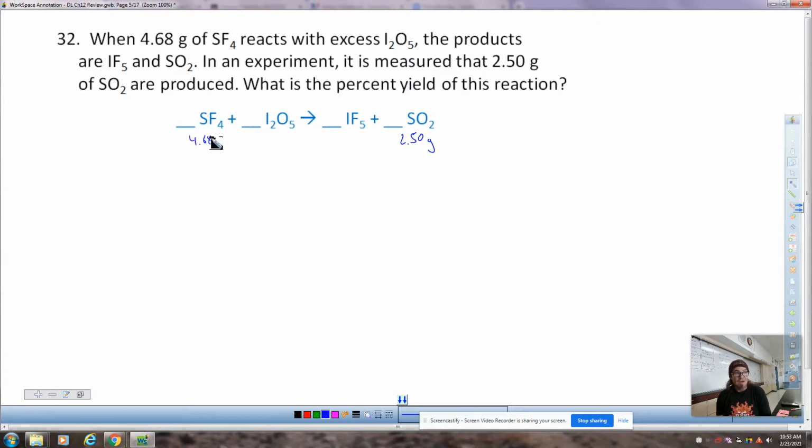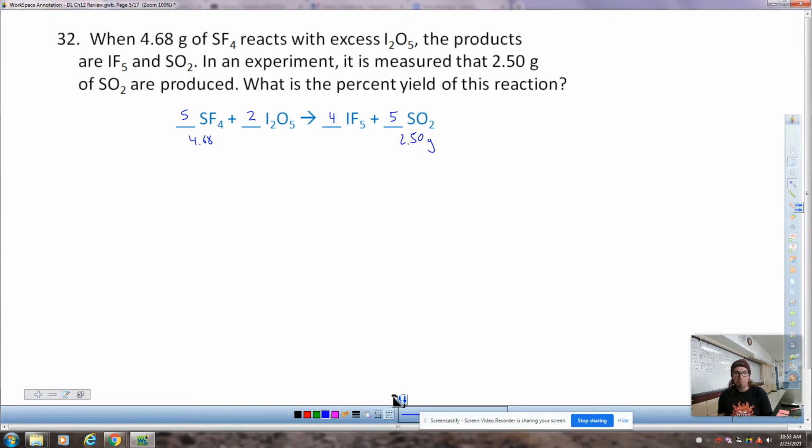A 4 and a 5, that's an oddball. So I'm going to put a 5 in front of SF4, and this could be ugly, and a 4 in front of the IF5. May or may not work. Got to try something, right? Then this tells me that I need a total of 4 iodine, so I'll put a 2 here. That gives me 10 oxygens and 5 sulfurs. Hey, look at that. A 5 there gives me 5 sulfurs and 10 oxygens. Worked out, even though for a little while I was a little nervous.